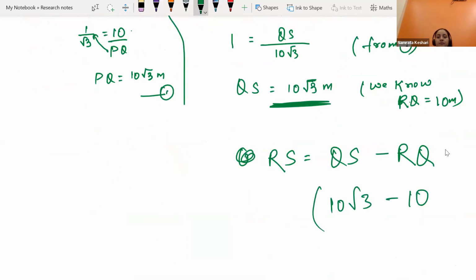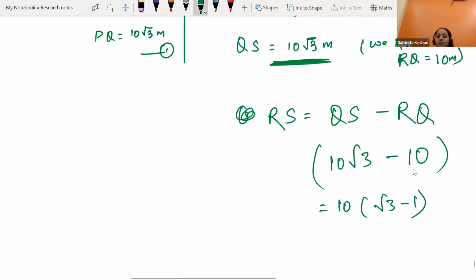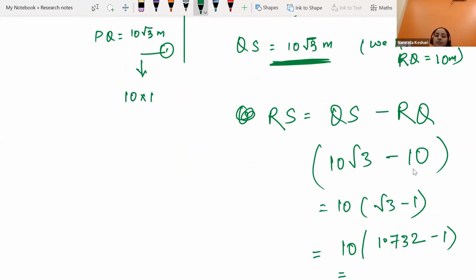Which can be written as 10 in bracket root 3 minus 1, and in this particular question the value of root 3 is mentioned, that is 1.732. So of course we will be using it over here. That root 3 means 1.732 as given in the question. If it would not be given, then we will leave our answer like this only. But since it is given, we will be doing a calculation. So in the previous part, PQ, whatever we have got, there we will be using that it is 1.732.